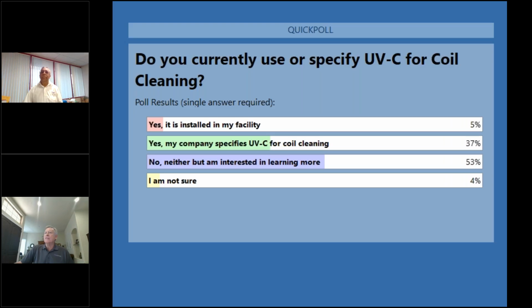Okay, here's our results. We can see there are some that have it installed in the facility. That's great to see. We can see that there's a number of companies on with us today that are in the specifying world of the HVAC equipment, and it looks like you do specify it. It looks like we do have a number that are not currently using it and are interested in learning more about it. And that's really the core of our presentation, to give you that information and find out what questions you have. And that's what Ashish is going to be doing throughout his presentation.